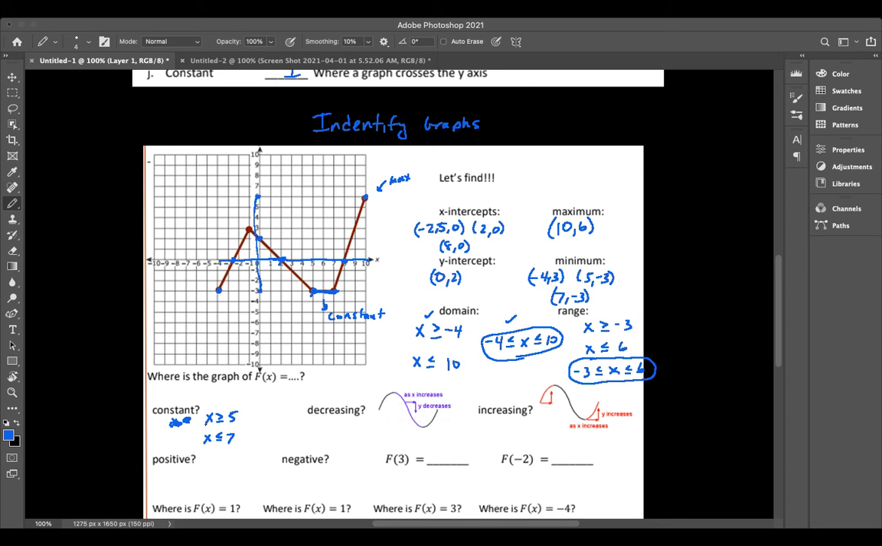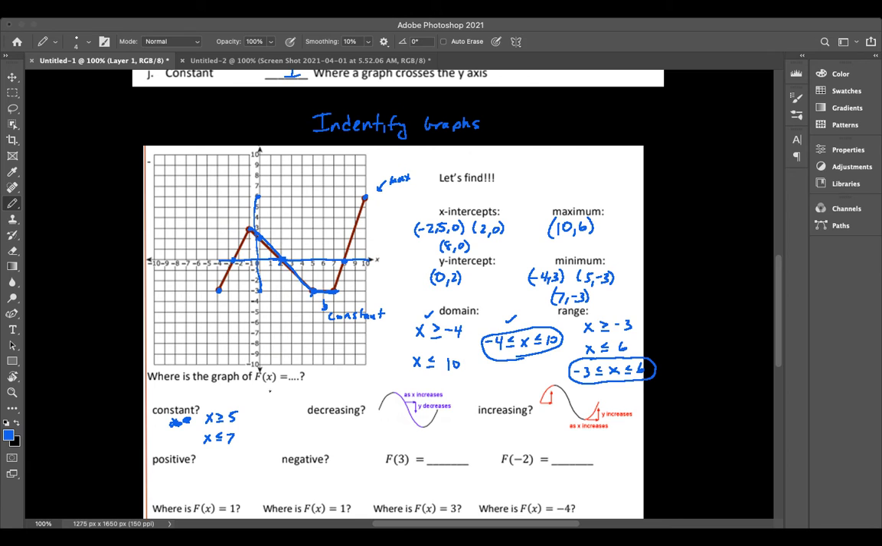Now the other question is, where is it decreasing? Where is it decreasing? You have to look at it from left to right. Again, like I said, left to right here. So at this point right here, and it going down this way to the left here. That would be the decreasing portion of it.